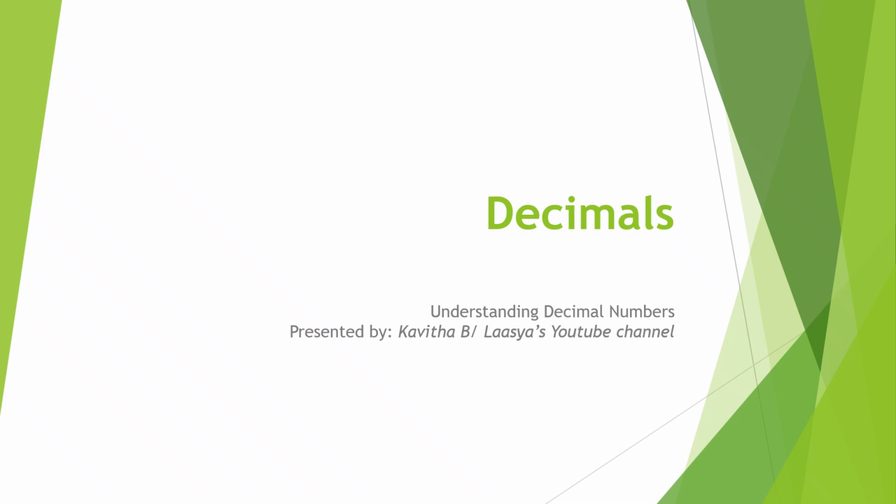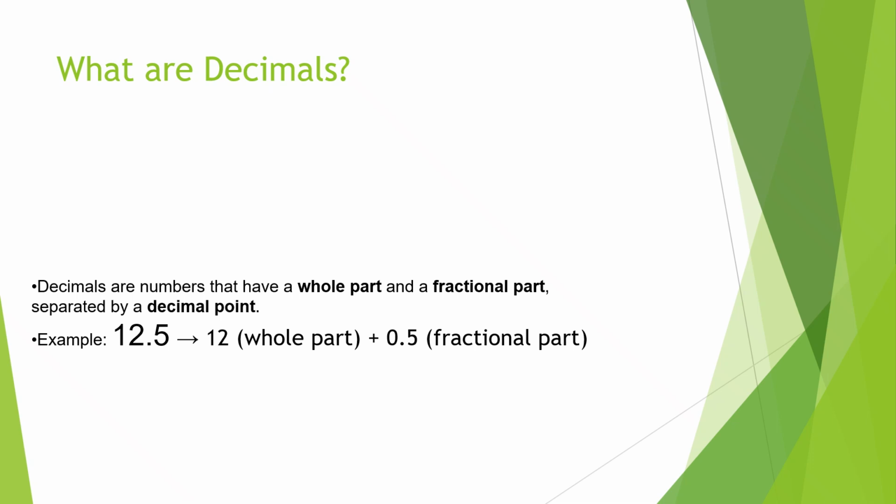Today's topic is decimals, understanding decimal numbers. What are decimals? Decimals are numbers that have a whole part and fractional part separated by a decimal point. For example, 12.5. Here, 12 is the whole part and 5 is the fractional part.